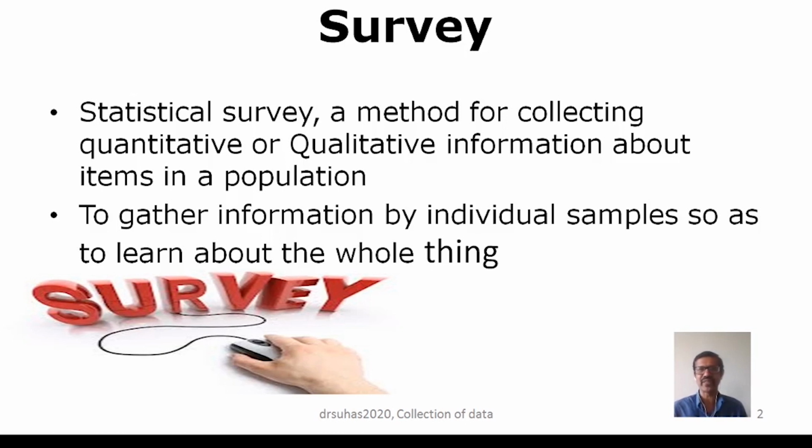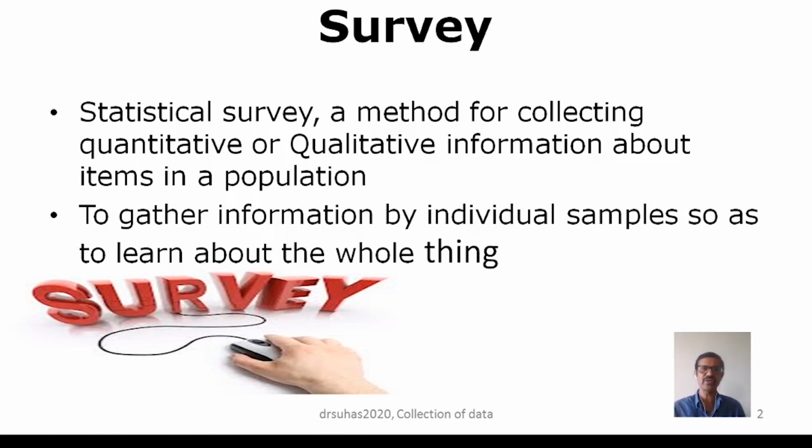There are different types of survey studies. Either you can study the entire population or you can study samples, and based on that, it is of two types: population survey and sample survey. When the entire population is studied, it is called population survey, also known as census. In India, census is conducted once in every 10 years, so the next census is coming up in 2021. When a part of the population is studied, it is called sample survey.